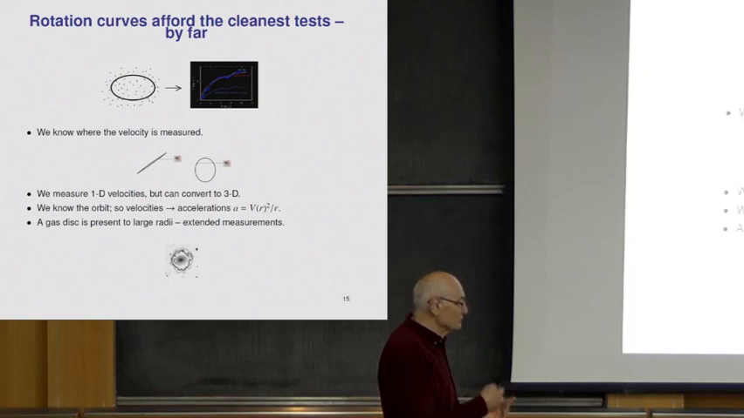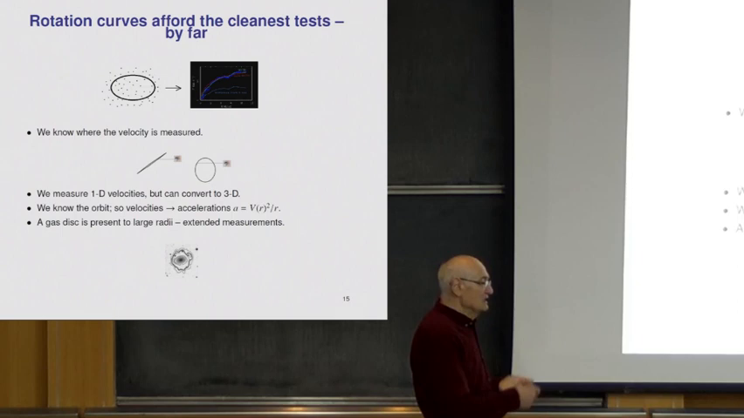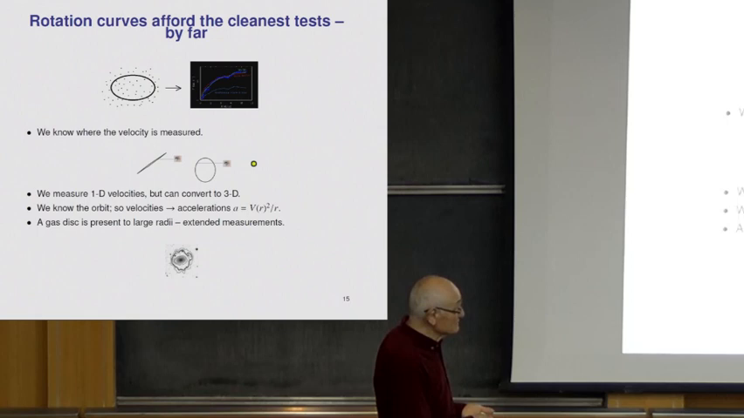The third thing is that indeed, because you know the orbit, you can convert velocities directly to accelerations. So, like I said before, you don't measure accelerations. You measure velocities. If you know the radius of curvature of the orbit, you can calculate the acceleration. Again, you cannot do this in general.